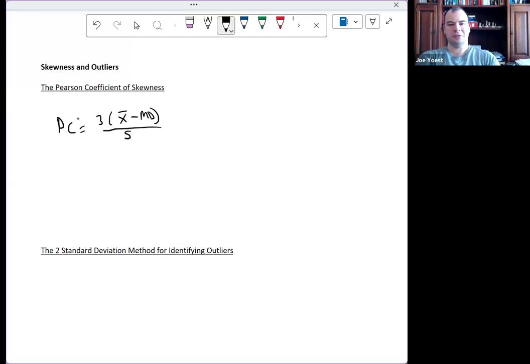It's 3 times the mean minus the median over standard deviation, or 3 times mean minus median over standard deviation if we were dealing with population. And what's the idea of the Pearson coefficient of skewedness? So far, we've looked at 2 different ways to determine skewedness, maybe 3 different ways.